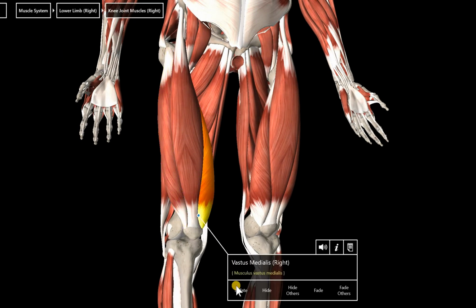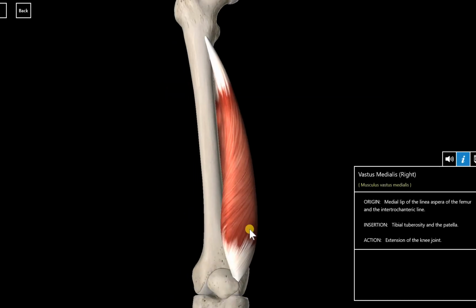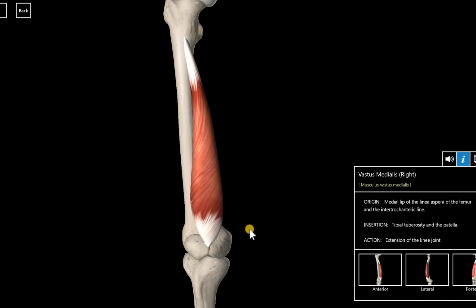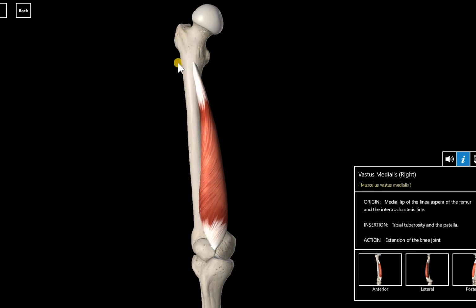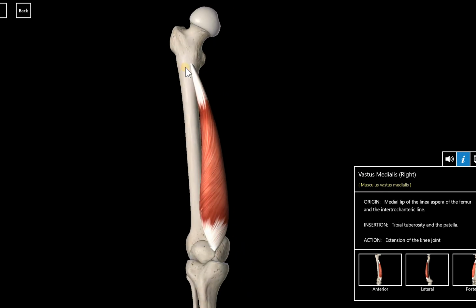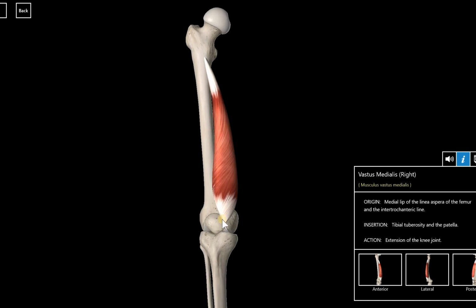Okay, the vastus medialis has its origin on the anterior aspect of the proximal femur. Okay, this is the linea aspera area. And then its insertion, patella, patella tendon, tibial tuberosity. Action is extension at the knee.